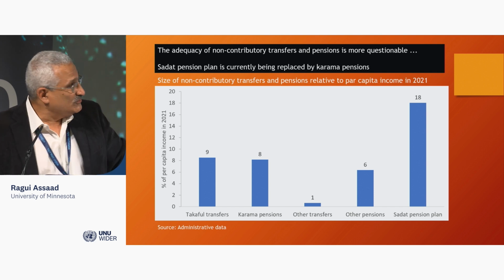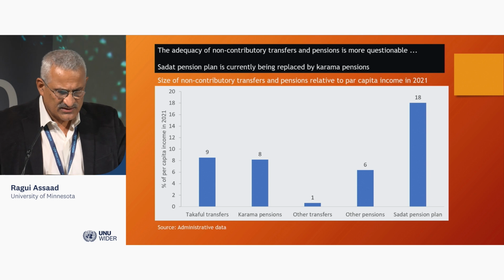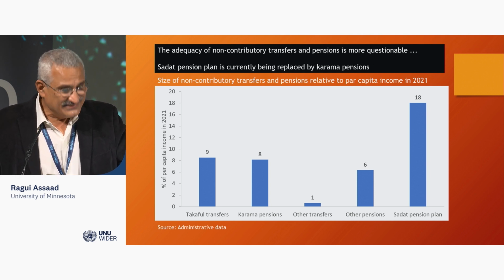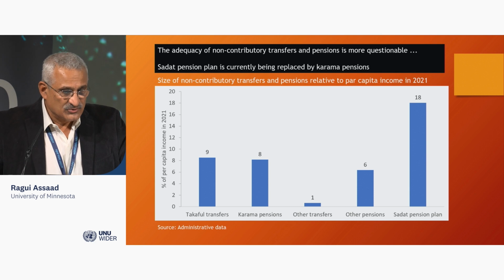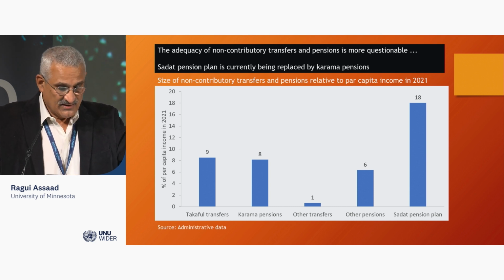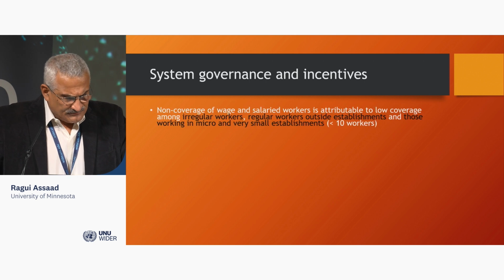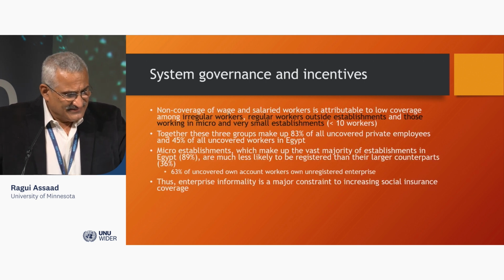With the Sadat pension plan, which is one of the pensions that is being phased out, it's a little higher. But essentially very low adequacy in terms of amounts being given for the non-contributory pieces. Now let's look quickly at the governance.